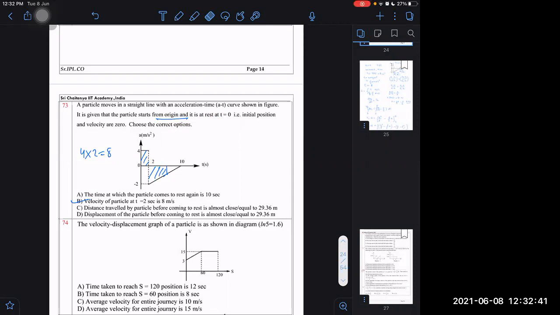Yes, sir. Right. There will be some time in between at which the upper area will be cancelling the lower area. Let that time be t0. At t0, velocity will become 0. How to find t0? Just equate the areas. 8 is equal to half into area of trapezium. This plus 2 plus this. Not t0. This is not t0. This is 2. This is different. This we have to find.